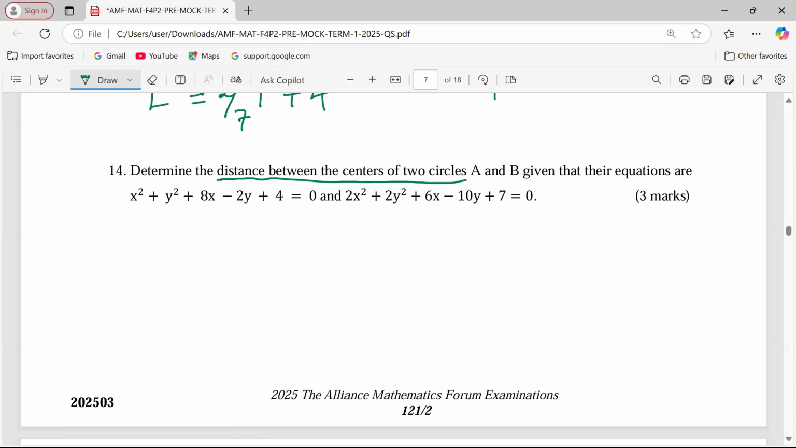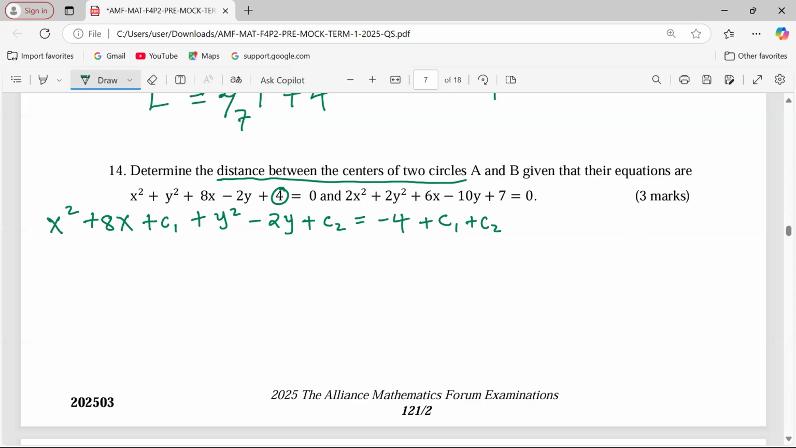So the first center can be calculated, whereby we group the x terms together first. In this case, we'll have x squared plus 8x. Then we will add a constant here so that we make it a perfect square. We add the y terms, y squared minus 2y. The constant here we can take to the other side, because for the y terms we also have to make it a perfect square. This is equal to -4, and we will have to add the two constants to the left-hand side and the right-hand side.